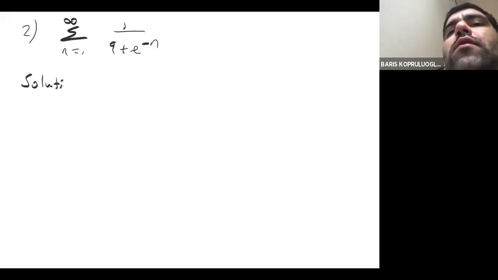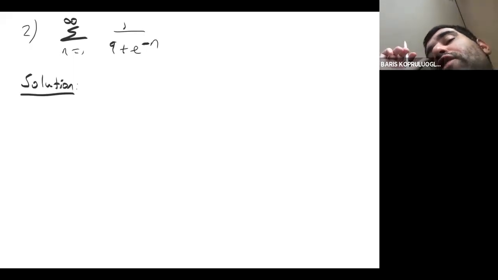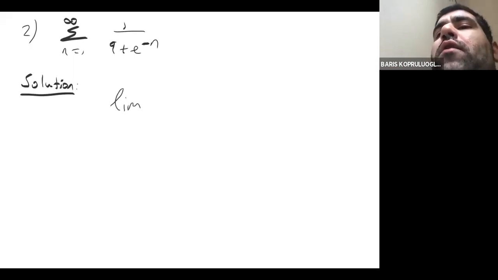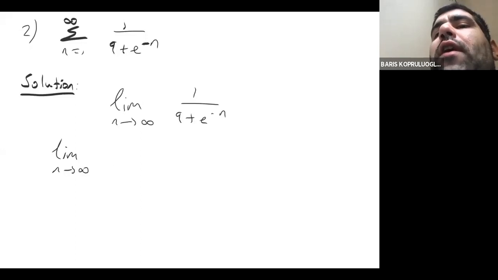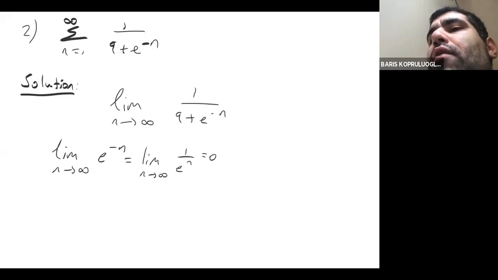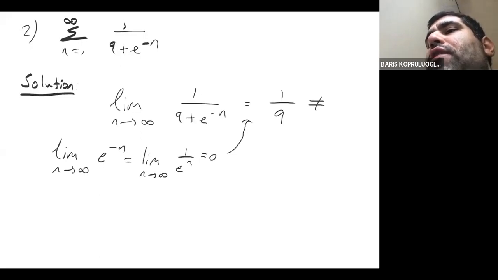So this is a typical test for divergence problem, because if you look at the series, you can see that as n goes to infinity, this limit is not 0. So 1 over 9 plus e to the power of negative n. What is e to the power of negative n as n goes to infinity? It's 0, right? So we'll have 1 over 9, which is different than 0. Then by the test for divergence, the series is divergent.